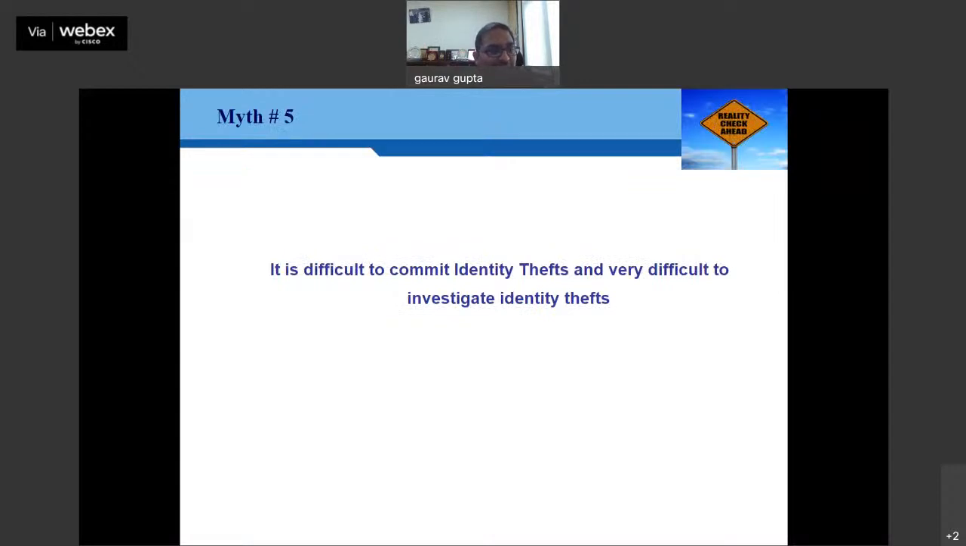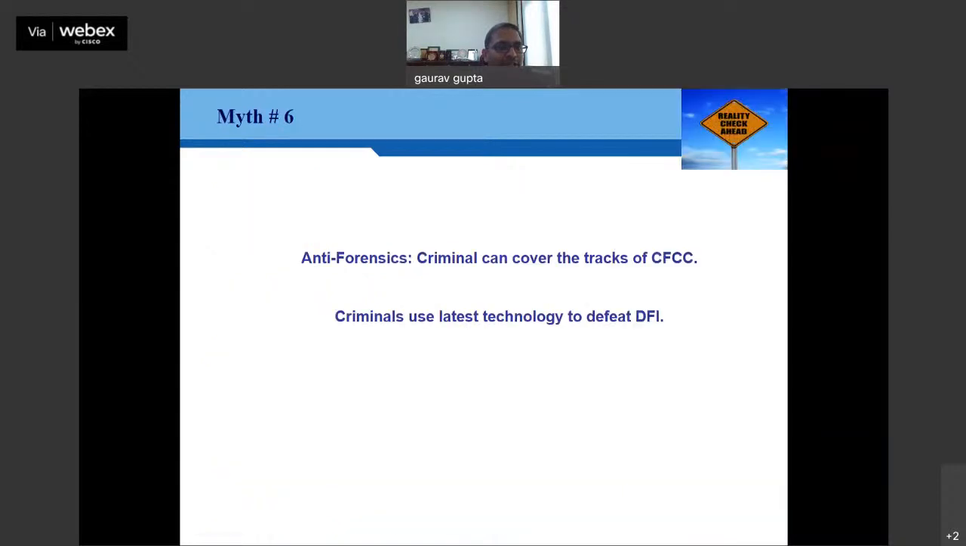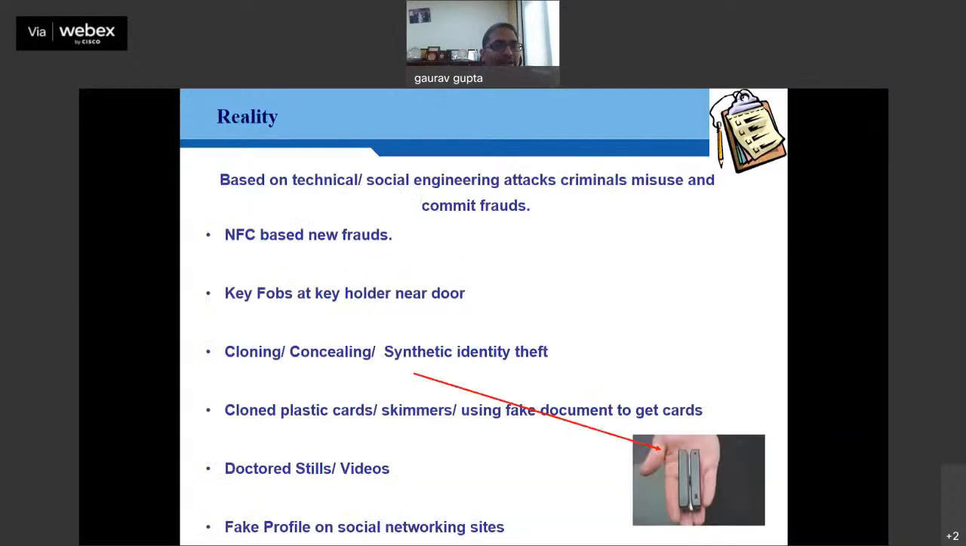We think identity thefts are difficult to do, which is not the case. In olden days people used to commit crimes using these kinds of skimmers, next please. But today, modern-day criminals have moved forward. They are using NFC-based fraud, near field communication. They are doing frauds where they are doing replay attacks, right? So there are very, very interesting frauds happening today where your identity is being stolen.